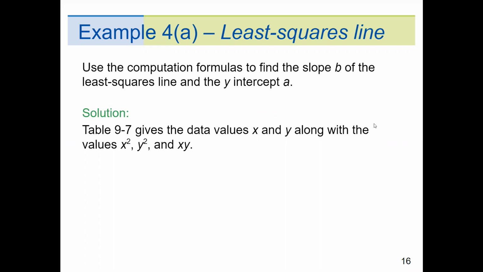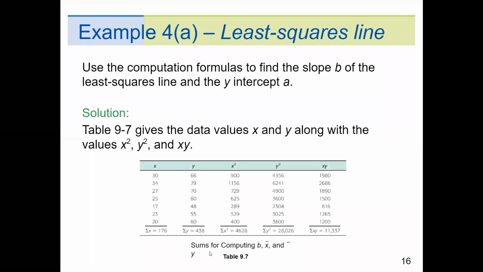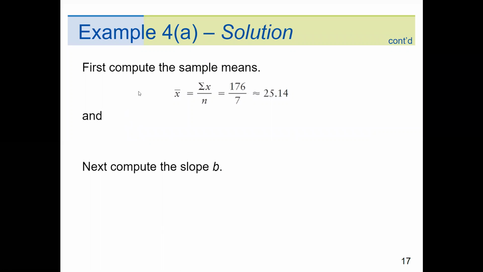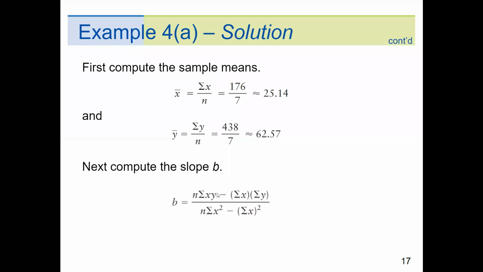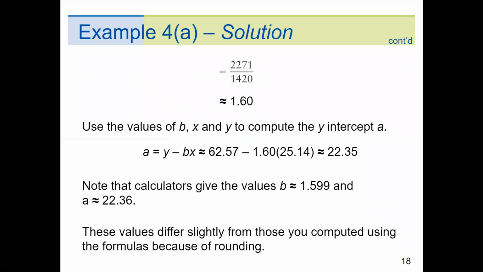Table 9-7 gives the values of x and y along with the values x squared, y squared, and x times y. Again, they're using their 5-column method. I definitely recommend this table. All right, first compute the sample means. So x bar is about 25.14, y bar is 62.5. Now we can use the information from the table to find the slope. So there they have it. Again, I would totally recommend going through these problem sets before you do your homework.